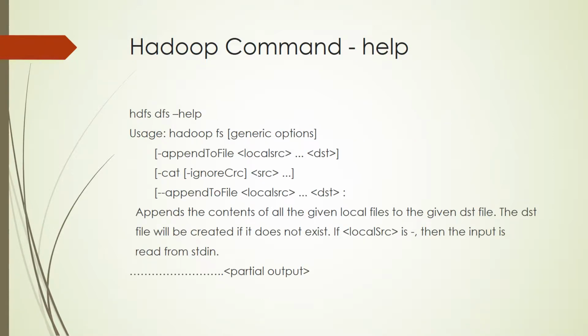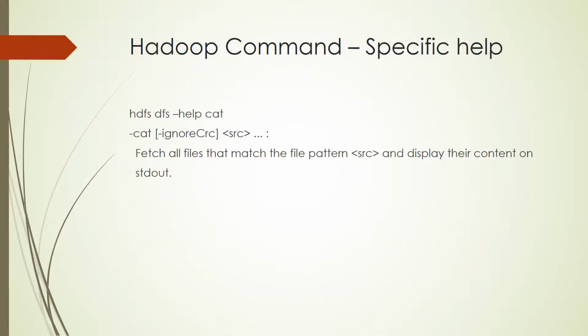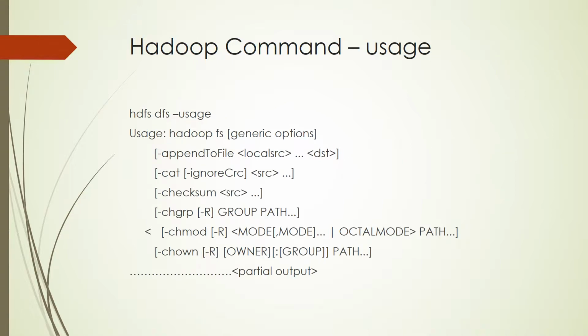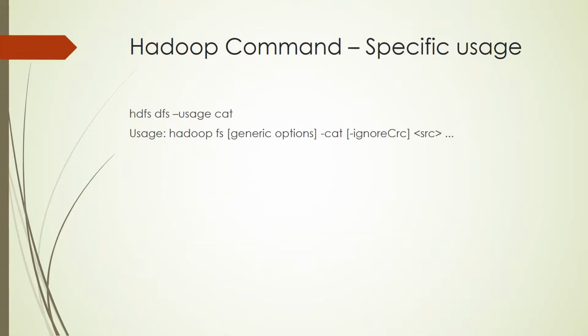Help command. It will list all available commands in the Hadoop system and it will give the description about the commands. Specific help. If we include -help and the command name, it will give the description about the particular command alone. Usage command. It is similar to the help command, but it won't display the descriptions. Specific usage. It will give the syntax about the specific command given with the usage command.